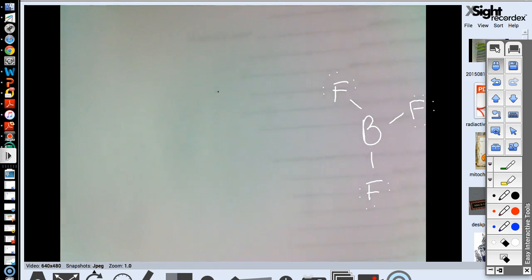Looks good. I see some look more like a T. T-shape is actually a more advanced VSEPR shape that you don't know about and that we're not going to talk about today. So do make this look like a triangle.